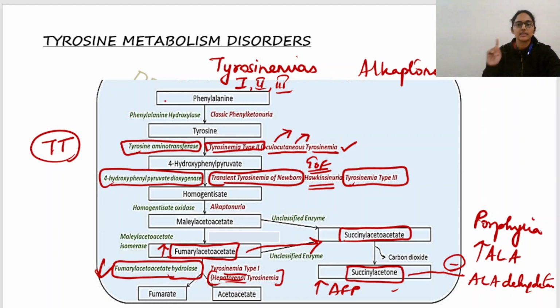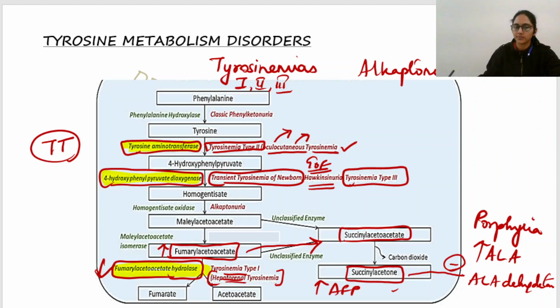So let's repeat. Tyrosinemia type 1 is due to fumaryl acetoacetate hydrolase enzyme. Type 2 tyrosinemia is due to tyrosine transaminase. Type 3 tyrosinemia is due to hydroxyphenylpyruvate dioxygenase. So these are the three tyrosinemias.